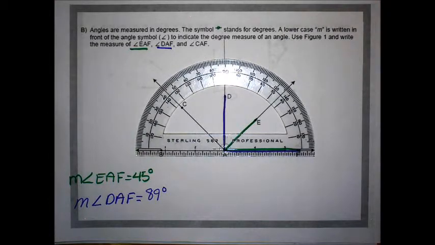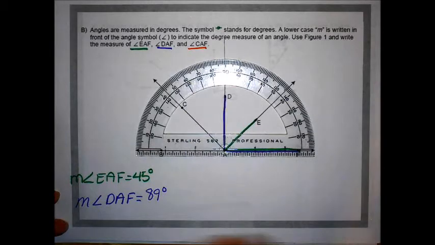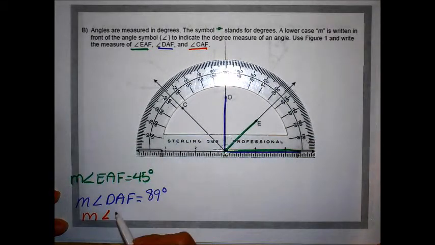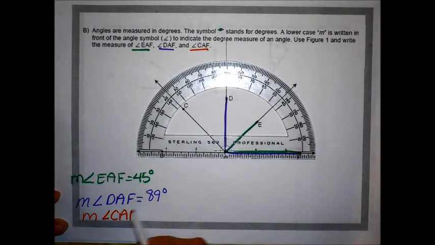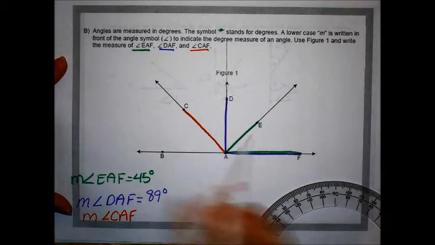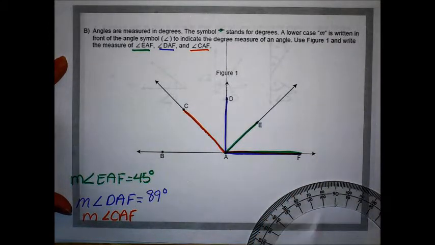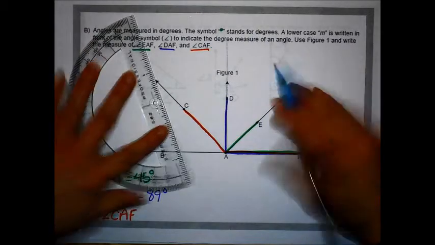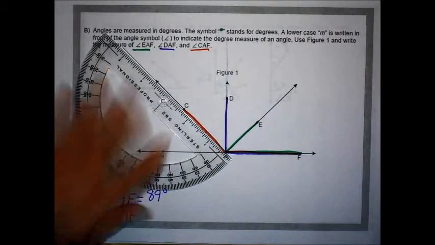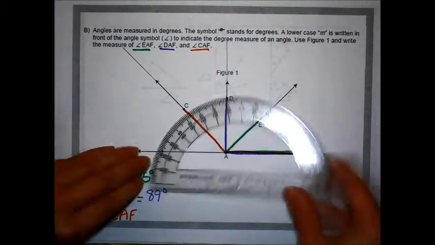So let's try our next one, angle CAF. So I want to measure and find how many degrees is in angle CAF. So I'm going to trace C to A to F, and I'm going to go ahead and extend my top ray so that I make sure it goes out far enough for me to measure.